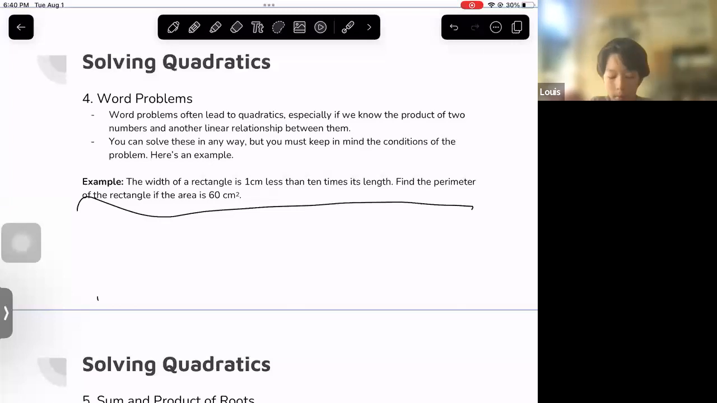Okay, so I'll go over this problem now. We have the width of the rectangle is 1 centimeter less than 10 times its length. Find the perimeter of the rectangle if the area is 60. So suppose that the length is L. So we have the width equals 10 times L minus 1.